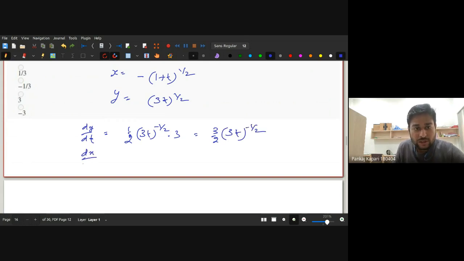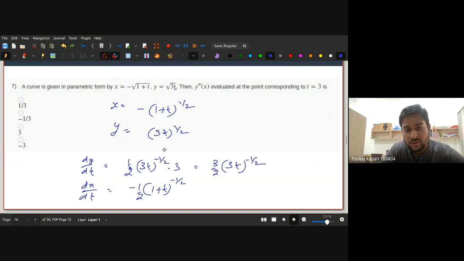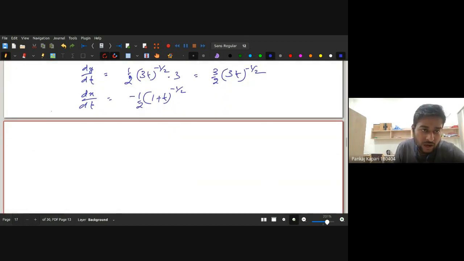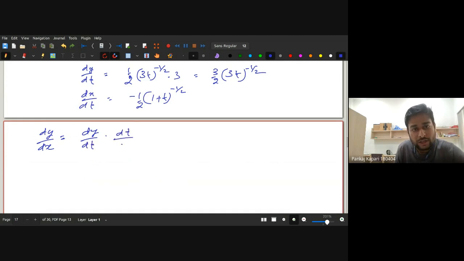And what is dx over dt? Again minus half, (1 plus t) to the power minus half. So that's it, after applying the chain rule you get this. Now dy over dx. How do you get dy over dx? You can again apply the chain rule, which says dy over dt into dt over dx. In other words, it is the same as dy over dt divided by dx over dt.